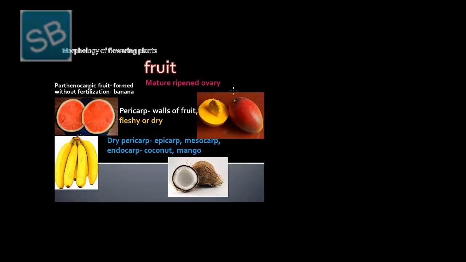Now, this developed fruit can also be of various types, like the parthenocarpic fruit or true fruit. This true fruit can be either fleshy or dry. Parthenocarpic fruit is the fruit that is formed without fertilization, like banana. On the contrary, the true fruit is the fruit that develops from the ovary, which can be either fleshy or dry. This depends on the walls of the fruit, whether they are fleshy or dry.